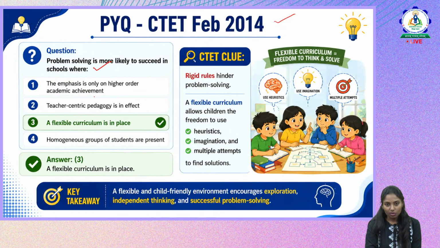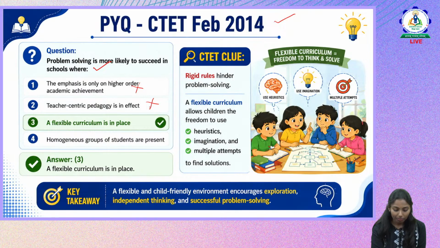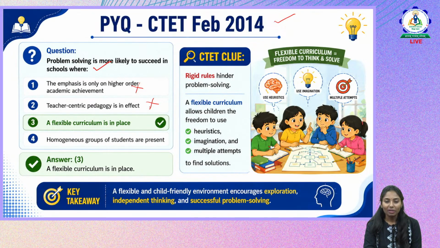The first option is the emphasis is only on higher order academic achievement. Only having the emphasis on higher order thinking skills and academic achievement might not make them have high problem solving skills or normal problem solving skills. So this cannot be your option. Teacher centric pedagogy in effect, which means it is teacher centered learning where the teacher tells everything. Like the teacher plans the whole class, she comes and gives a lecture about it. It's a teacher centered pedagogy, which we said will not work every time, because problem solving skills will not be developed like this. Problem solving skills will be developed when students are given a chance, right?